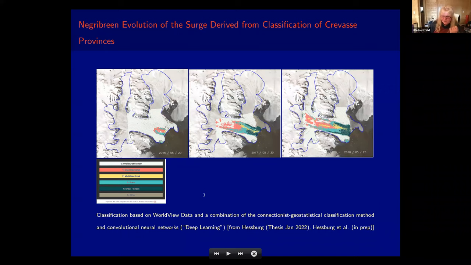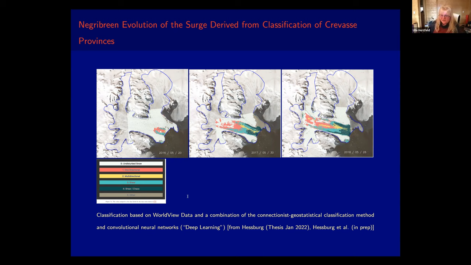Deep learning is the new buzzword, and everyone wants to use deep learning because apparently you can tell a pizza slice from an African elephant from a bicycle. However, no one has really looked at complex questions in earth sciences such as crevasse shapes.